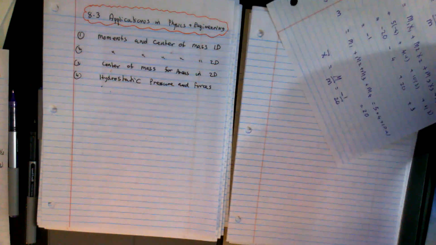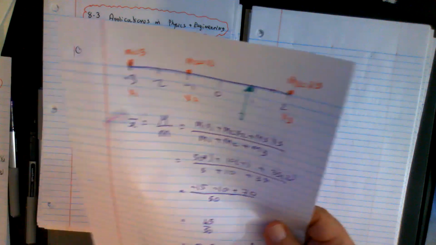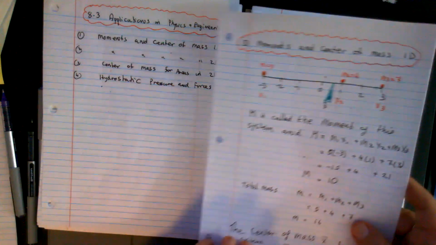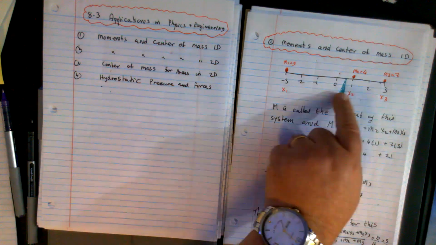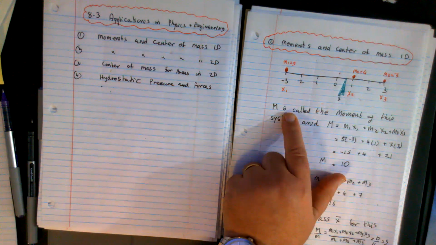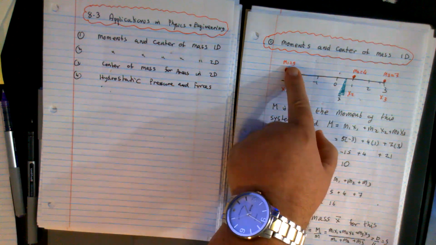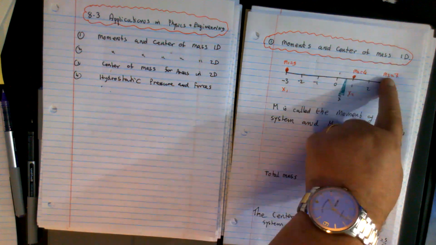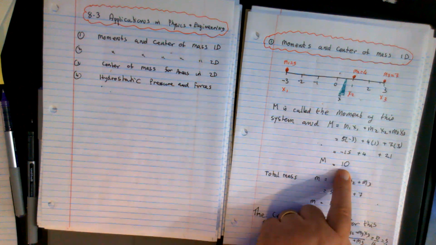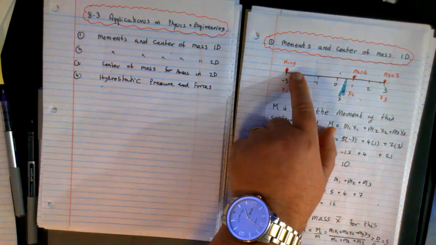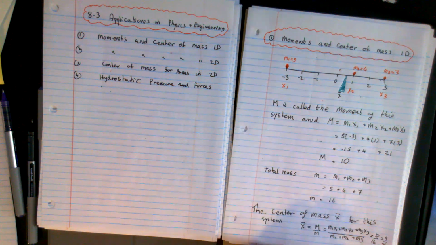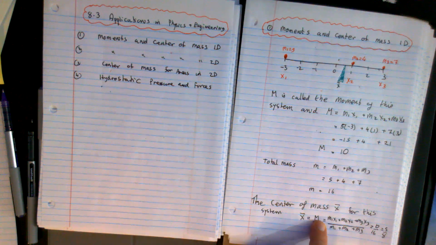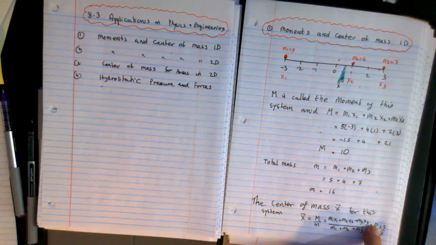Now let's look at another situation, still in the 1D world. This time we have 3 masses located at 3 points. We're going to calculate the moment by multiplying the mass and its position, its x coordinate. That comes to 10. The total mass, what you get when you add them up, in this case is 16. And the centre of mass is the moment, that's this top piece, divided by the total mass, that bottom piece. 10 out of 16 becomes 5/8.